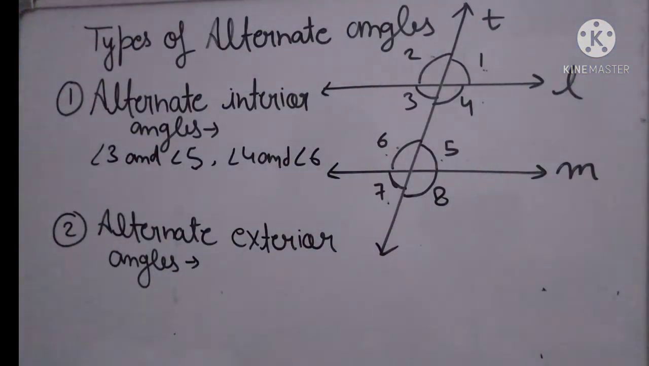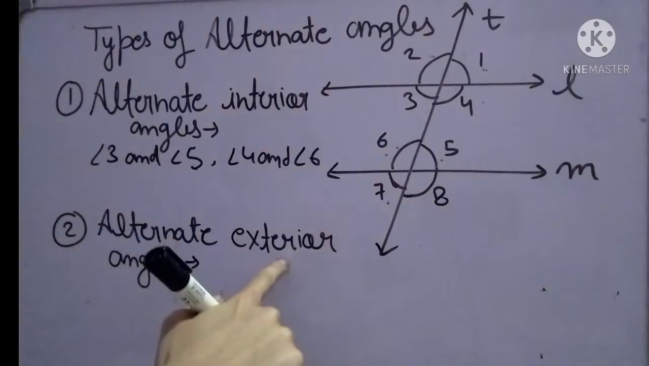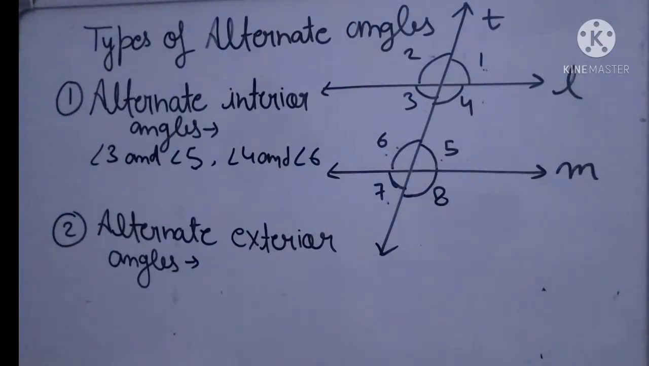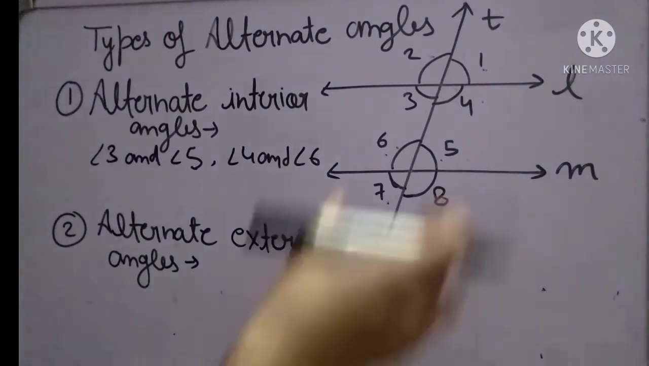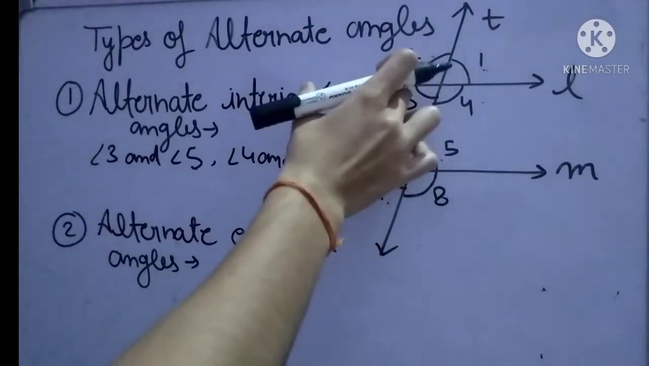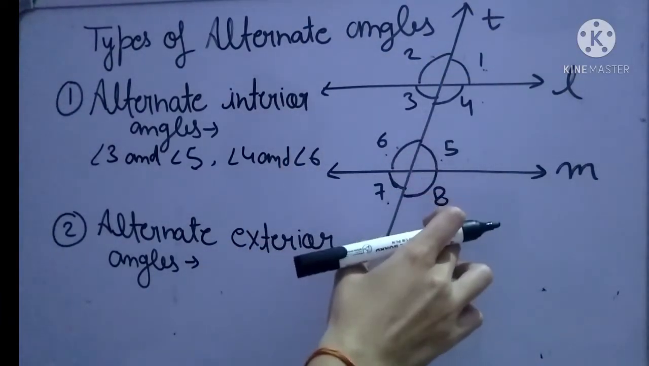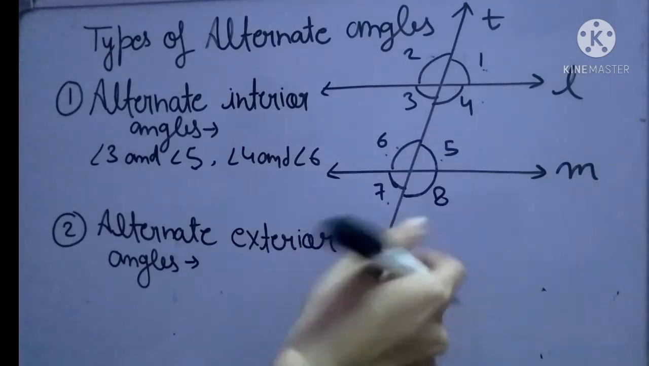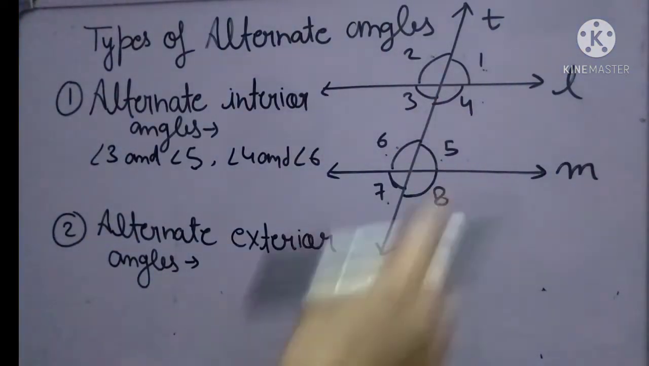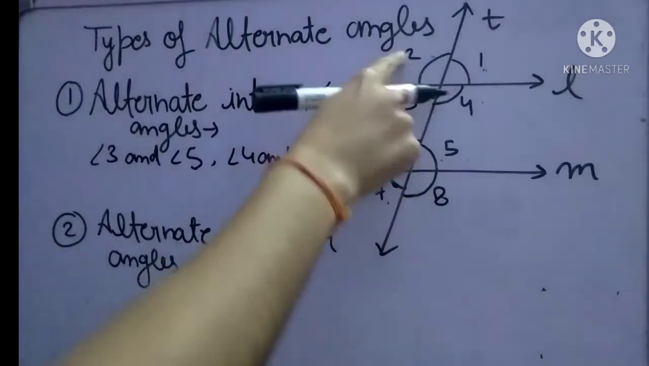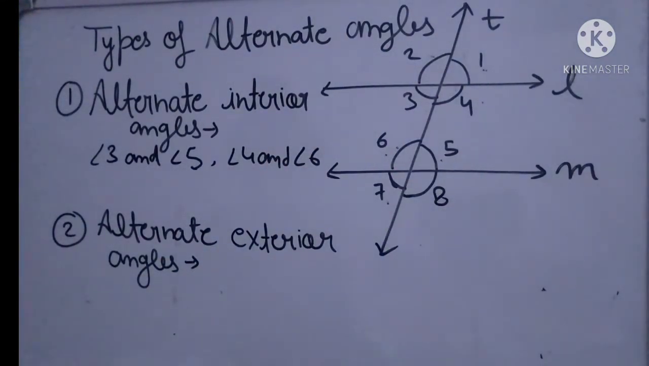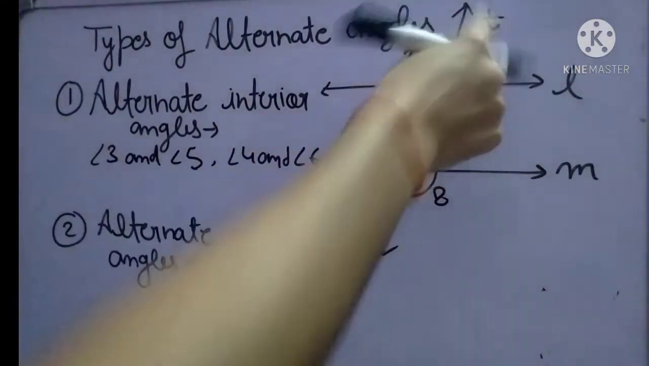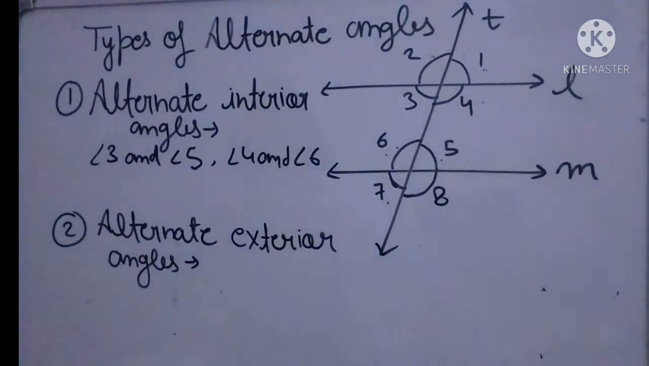Okay, so the second type is alternate exterior angles. Those exterior angles which are on the opposite side of the transversal. So the exterior angles we have are angle 1 and 2, angle 7 and angle 8, but on the opposite side of the transversal. So angle 1 and angle 7, angle 2 and angle 8, these angles are on the opposite side of this transversal T. So these angles are called alternate exterior angles.